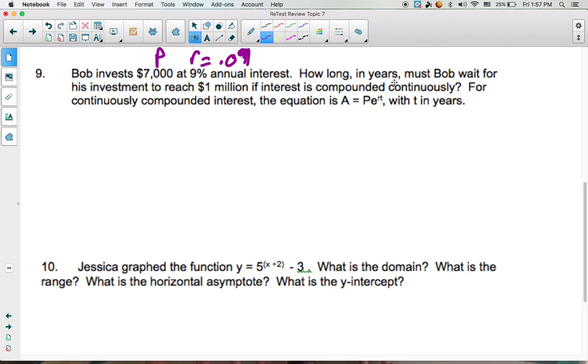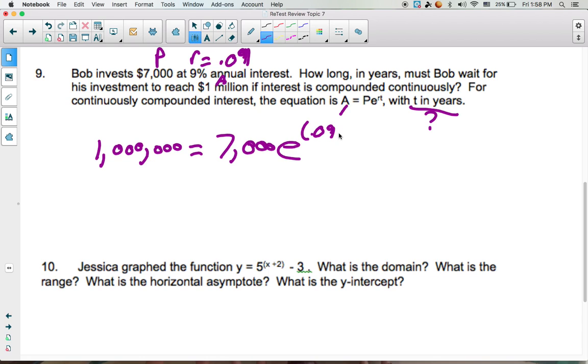It says Bob wants to have $1 million, so that million is an amount. They're giving us an amount of money he wants to have, and the question is, how long will it take? So what we're looking for is t. Let's plug our numbers into the formula. A is $1 million, so I'll write down 1 million. It's equal to how much he's investing, which is $7,000, times e to the power of r, which is 0.09, times t, which we don't know.